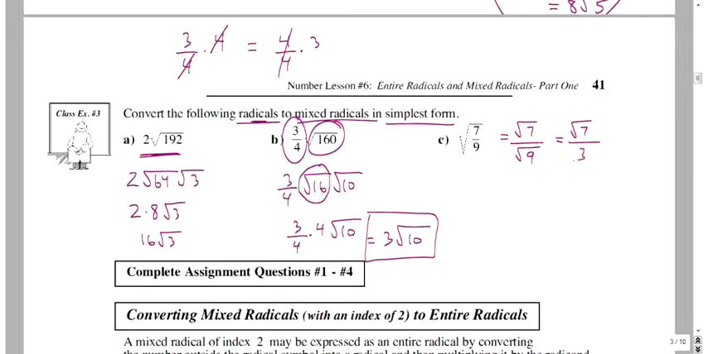Can I do anything with root 7? No. So then leave it. You're done. That's all you can do. Okay? Don't make it a decimal, because it says we want these as mixed radicals. Is that a mixed radical? Is there a number in front of that root 7? No. Is this the same as this?